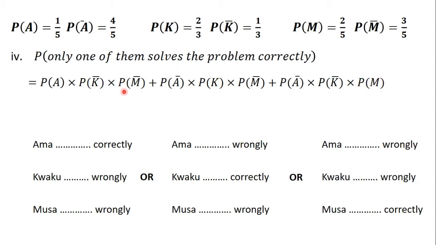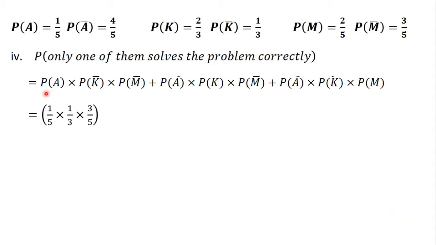So when we find these probabilities, we are going to get the probability that only one of them solved the problem correctly. P(A) is 1 divided by 5. P(K complement) is 1 divided by 3. P(M complement) is 3 divided by 5. So for the first case, we are going to have 1 divided by 5 times 1 divided by 3 times 3 divided by 5. We bring the addition sign.